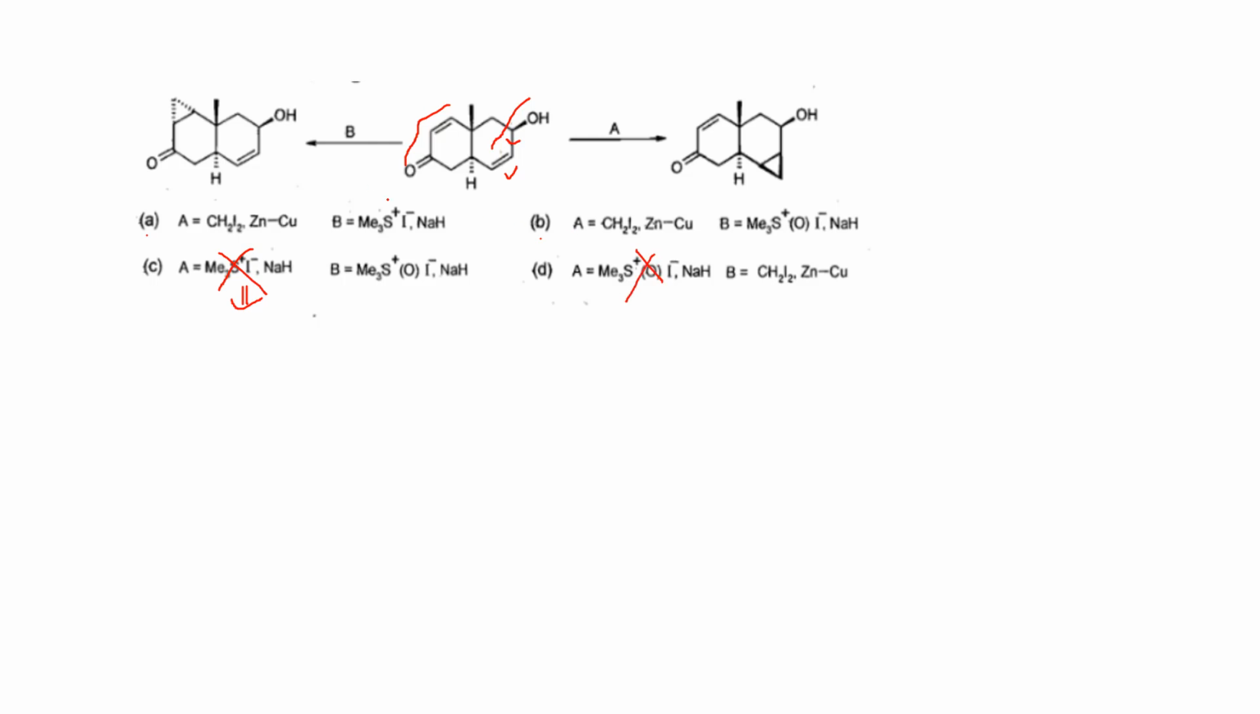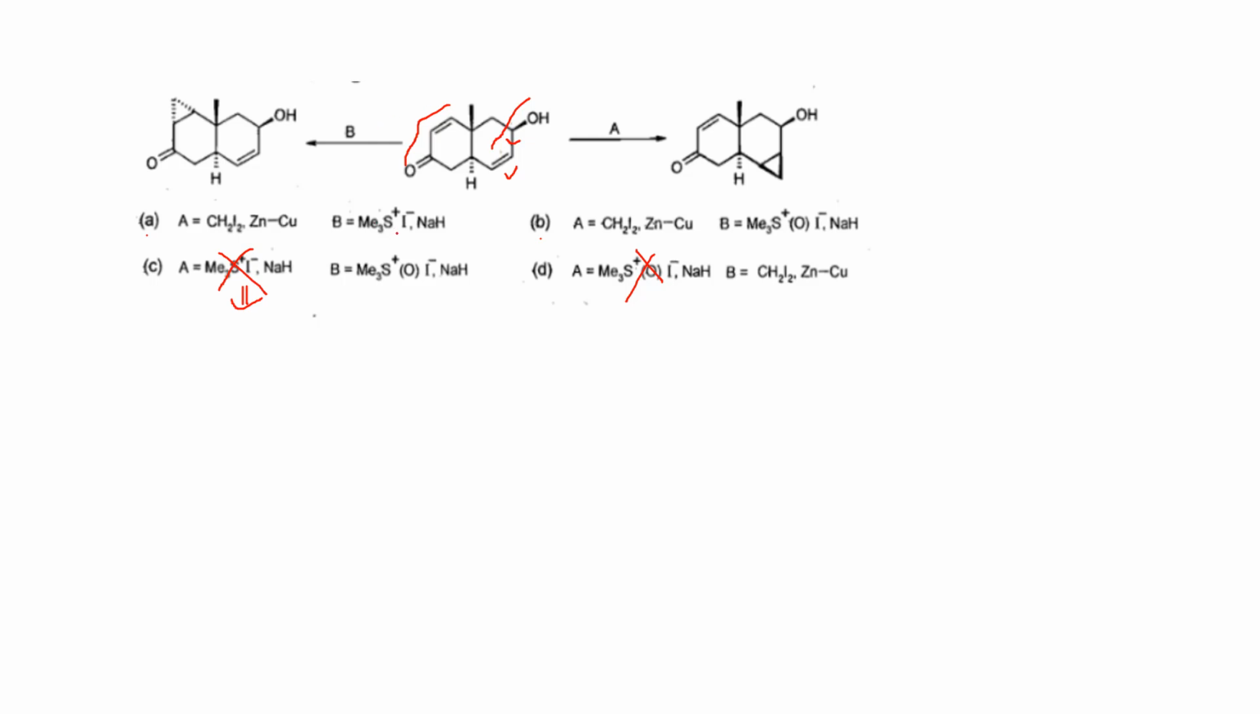Now we have to choose which will be the reagent for pathway B. In pathway B, this alpha beta unsaturated double bond has been reacted, and in the previous classes for the sulfur ylide we discussed that sulfonium ylide reacts with the carbonyl center, whereas sulfoxonium ylide reacts with the double bond of an alpha beta unsaturated ketone system.